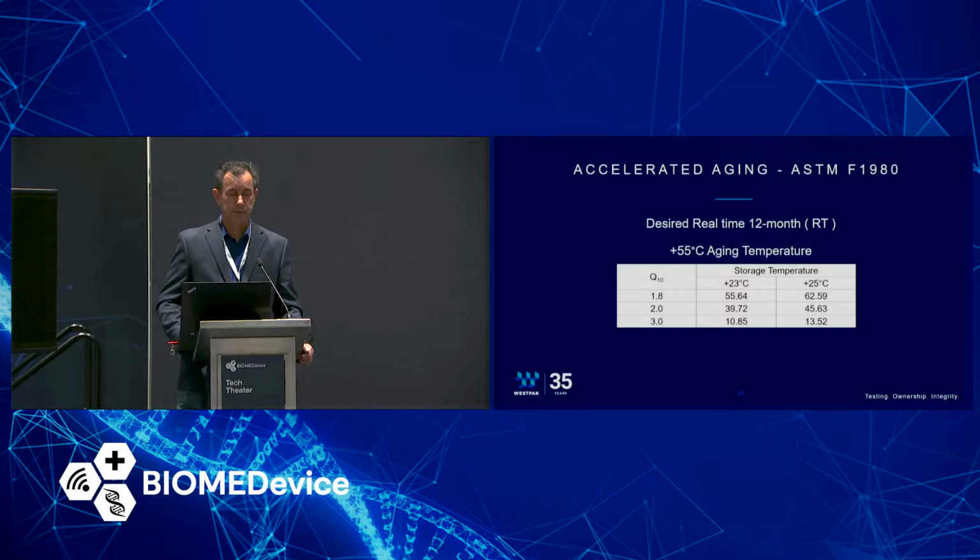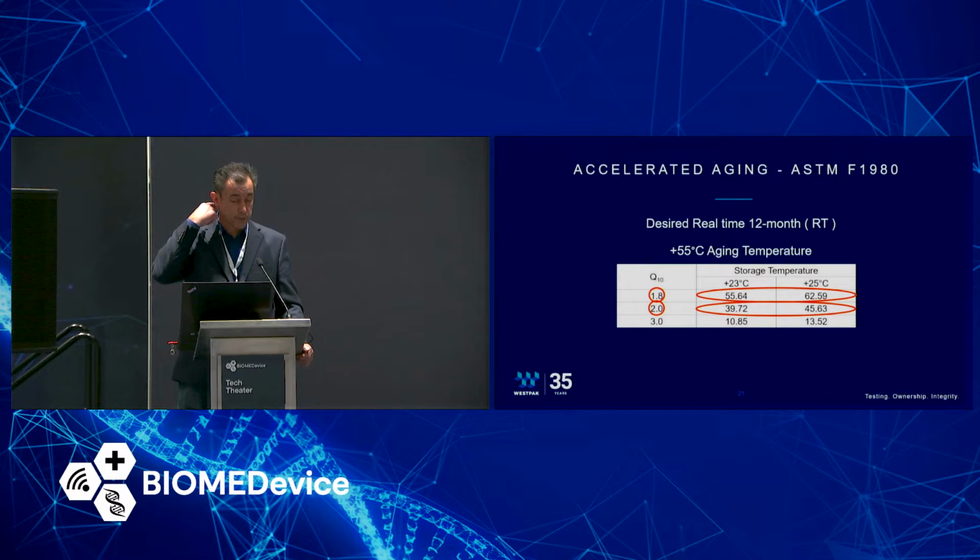So let's kind of put this all together in a table. If we keep our desired real time at 12 months and our aging temperature at plus 55, you can see at 1.8, it yields this duration. At 2, this is the most common, at 39.72 and 45.63, so we call it 40 and 46 days. And at 3, we can get it down to 11 and 14 days.